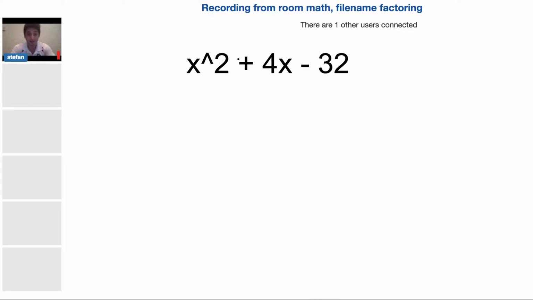So here we have x squared plus 4x minus 32. Now when the leading coefficient is 1, this question is actually quite simple. All we have to do is find two numbers that when you multiply them equal negative 32, and when you add them equal positive 4. So let's set up our equation.